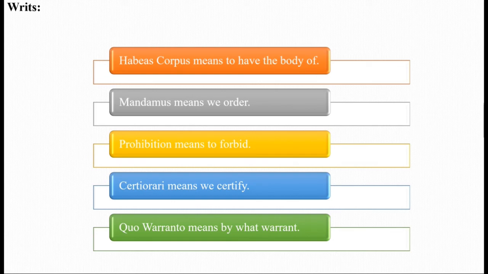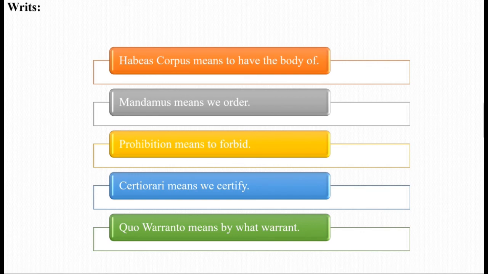Second, mandamus is a Latin word which means we order. This writ can be issued to the subordinate court, officer of the government, or a corporation or institution, commanding them to perform the duty if they have failed to do so. This writ cannot be issued against a private individual.